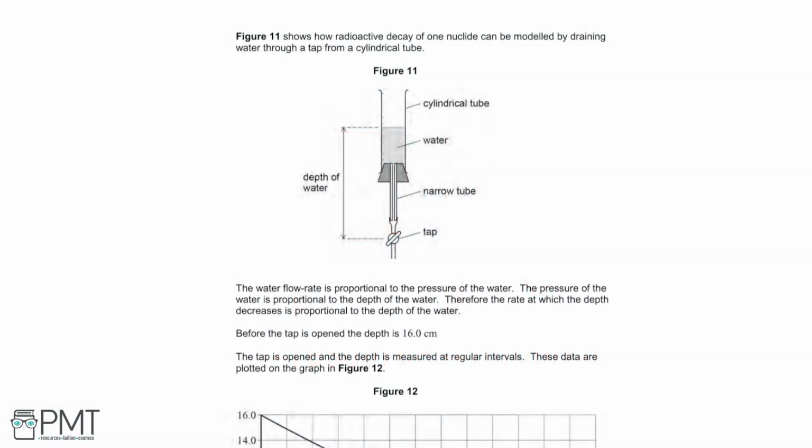This question is about radioactive decay. The question says, Figure 11 shows how radioactive decay of one nuclide can be modelled by draining water through a tap from a cylindrical tube. And here we see a diagram of the tube and the water. The water flow rate is proportional to the pressure of the water. The pressure of the water is proportional to the depth of the water. Therefore, the rate at which the depth decreases is proportional to the depth of the water.